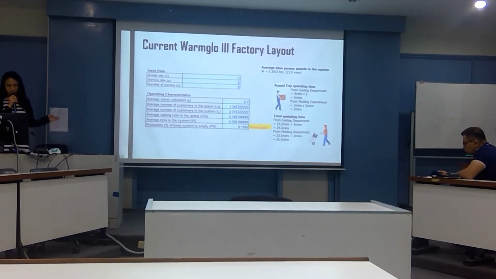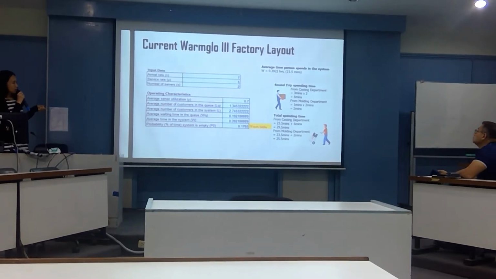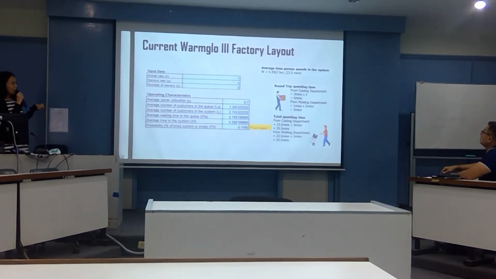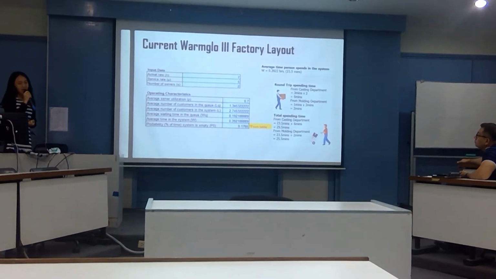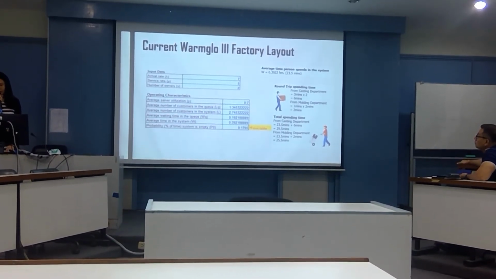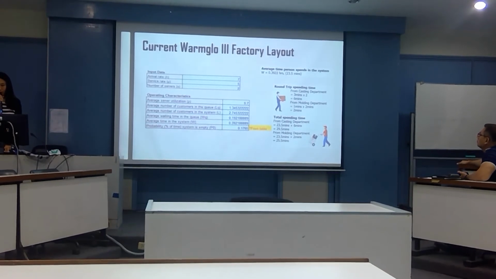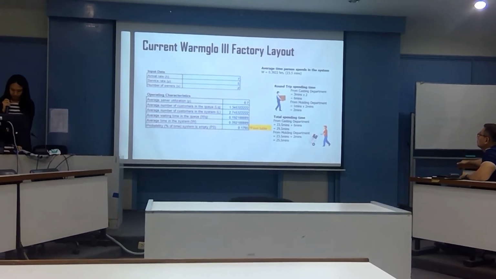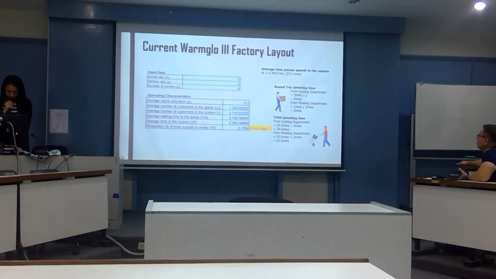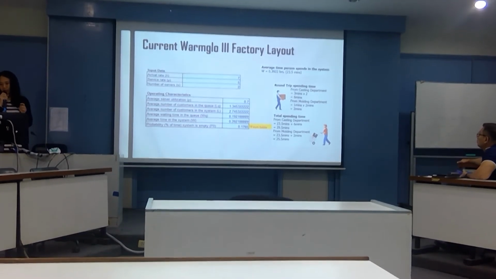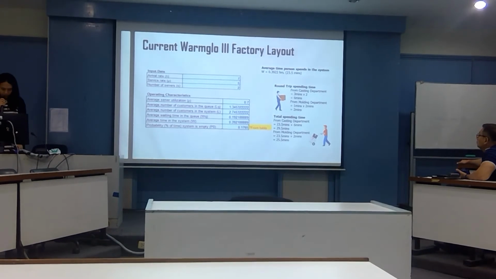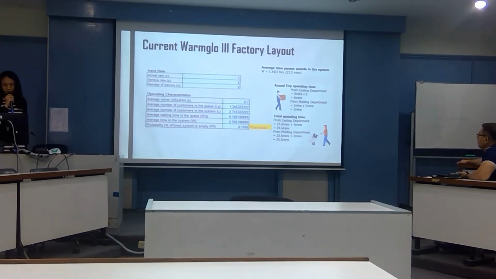And the numbers in the table we get from the formula of the M/M/2 model. In summary, the average time a person spends in the system is around 23.5 minutes. For the round trip, from the case, it takes an average of 3 minutes from the casting department and 1 minute from the molding department to the pattern and maintenance room.